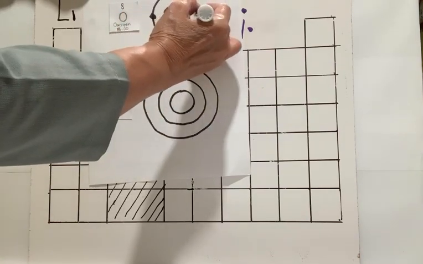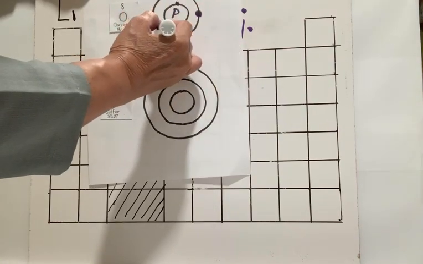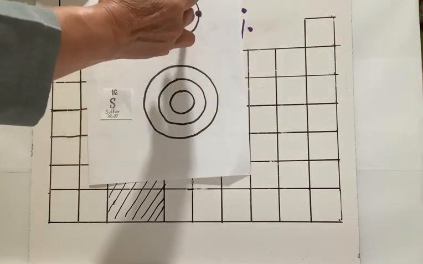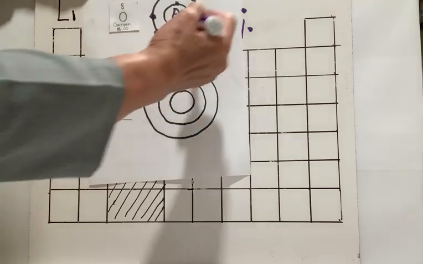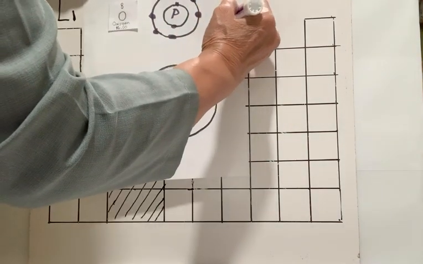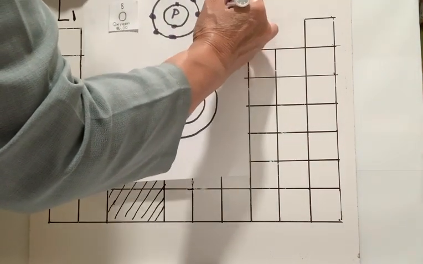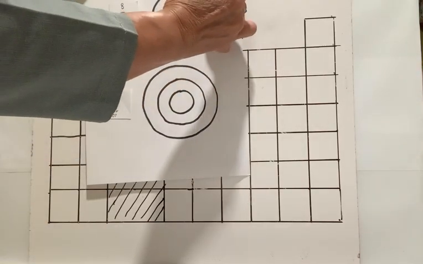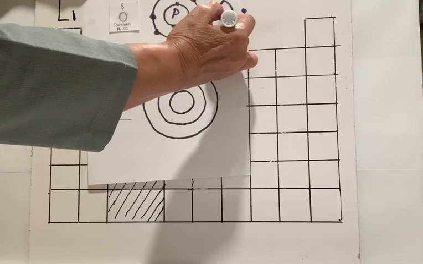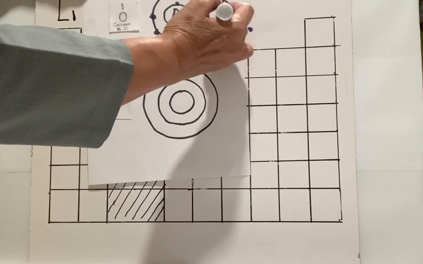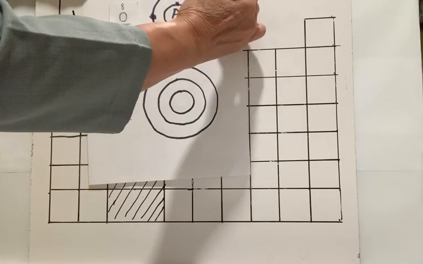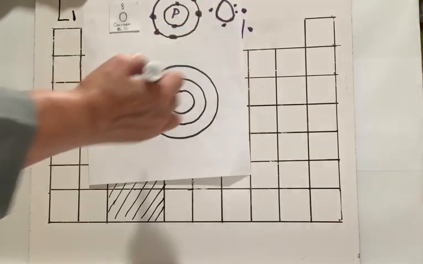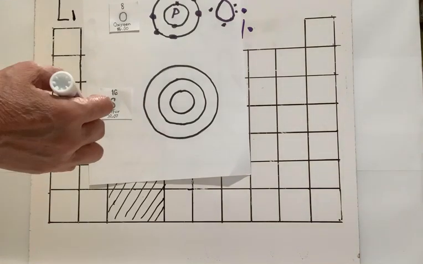1, 2, 3, 4, 5, 6. So 6 plus 2, 8. So that means that the electron dot diagram of oxygen has 6 valence electrons. 1, 2, 3, 4, 5, and 6. Okay? 6.